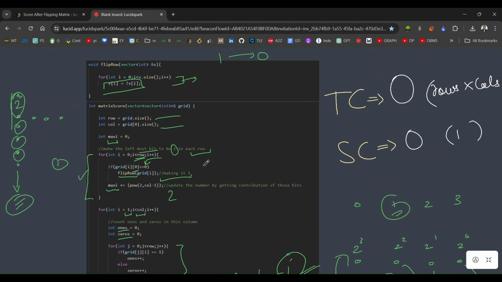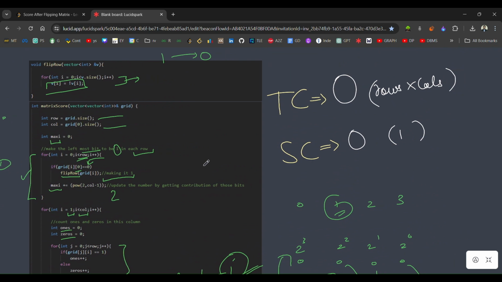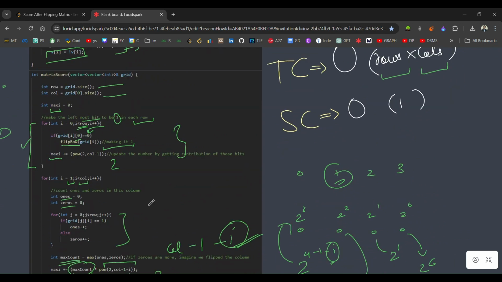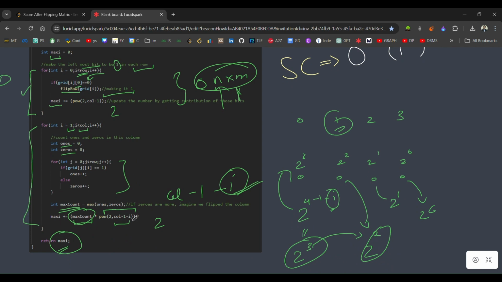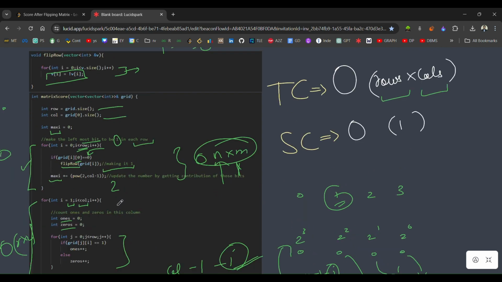So now let's discuss the time and space complexity. Time complexity is basically rows into columns. Why? Because in this loop at worst it will be n into m, basically rows into columns. In this loop also it will be rows into columns, right? So the time complexity will be rows into columns and space complexity will be O(1) because we are not using any extra space, right?